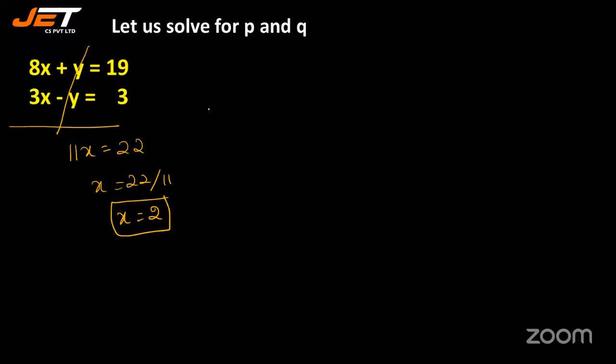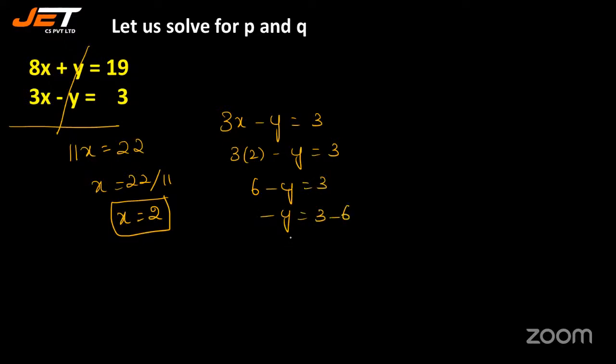Now you just have to put this value in an equation. Let us put it in 3x minus y is equal to 3. So 3 into x minus y is 3. So 6 minus y is 3. Minus y is equal to 3 minus 6, when this goes to the other side, it becomes minus 6. So minus y is equal to minus 3. Minus minus gets cancelled. So y is 3.